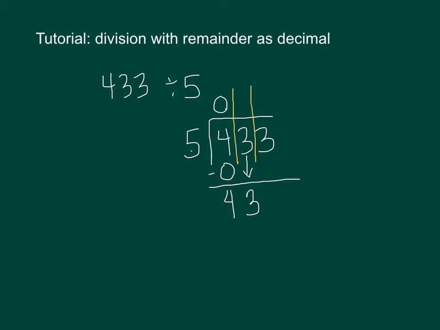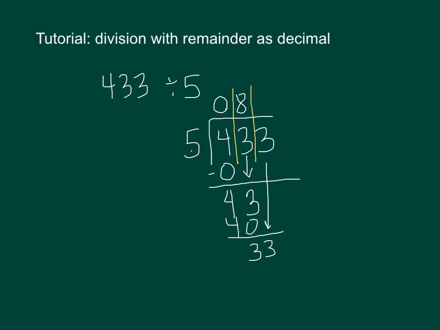5 times 8 is 40. 5 times 9 is 45, which would be too high. So it's got to be 5 times 8, which is 40. Subtract. 3 take away 0 is 3. 4 take away 4 is nothing. That is smaller than that, so I can bring the next player down to play.